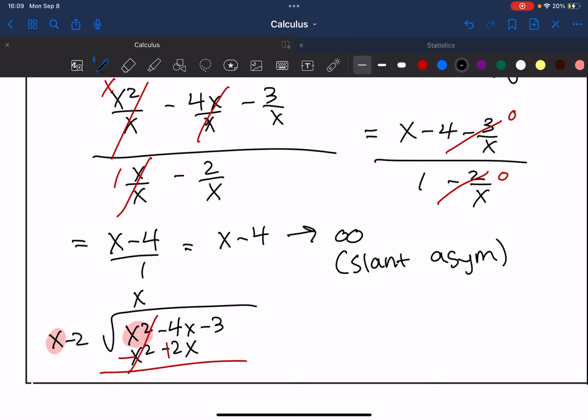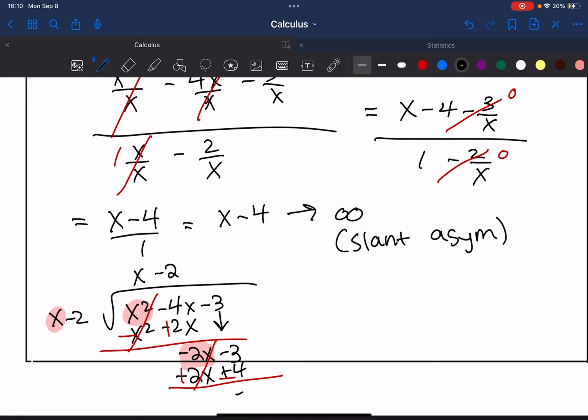The x squareds cancel, and I'm left with negative 2x. Bring down the negative 3. And then again, I'm looking at negative 2x. X times what will give me negative 2x? Well, that would be negative 2. So I have negative 2x plus 4. I change the sign, add down, and I am left with negative 7.